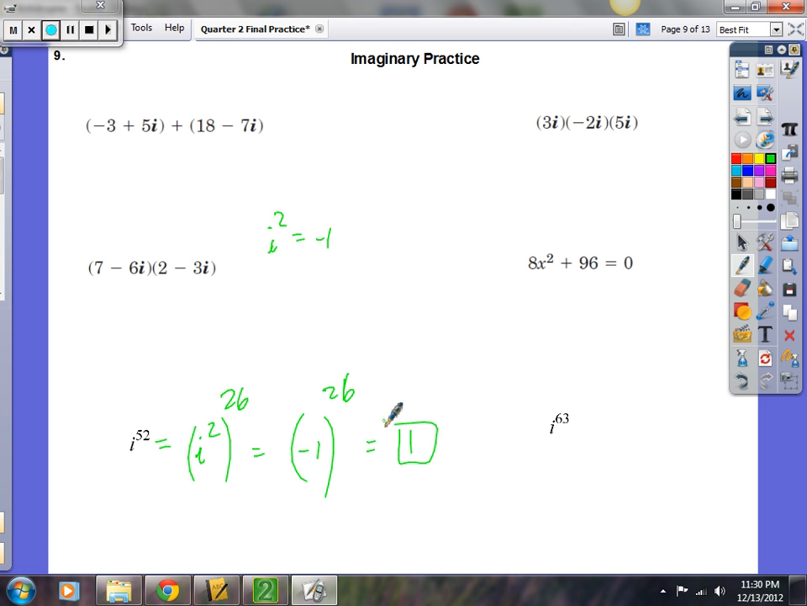What about an odd one? What if you have i to the 63rd power? So how many 2's are there in 63? There is going to be 31. But that doesn't count for all of them, because 31 2's just takes you to 62, and there's really 63 i's, so I need to account for that 63rd. Okay, now swap out in place of i squared a negative 1. So you got i times a negative 1, 31 times. What's negative 1 times itself 31 times? It's just going to be a negative 1. What is a negative 1 times i? Negative i.